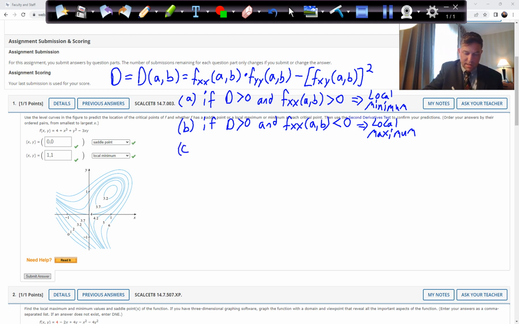And then point C, or the third condition, states if D is less than 0, then you have, oh, I better be careful, no local max or min. And it might be what we call a saddle point.